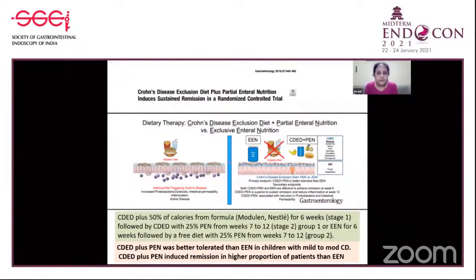plus 50% of the calories from the formula, in comparison to a child who's getting only exclusive enteral nutrition, that is only the formula. So in the exclusion diet, the child is allowed to eat solid food, whereas a list is given from which the child is allowed to eat items. And so that food plus 50% from formula vis-a-vis only the formula, it was found that the Crohn's disease exclusion diet plus the partial enteral nutrition was better tolerated than the exclusive enteral nutrition in children with mild to moderate Crohn's disease, and it induced remission in a higher proportion of patients, to the tune of 80 to 85%.